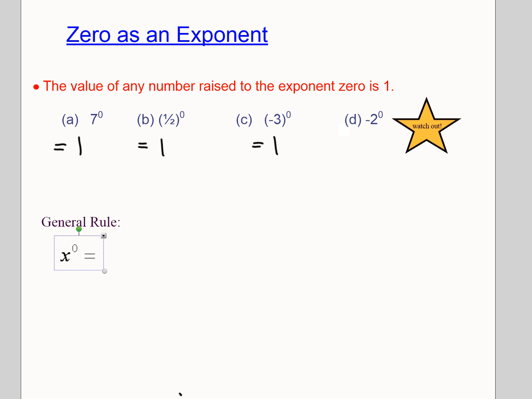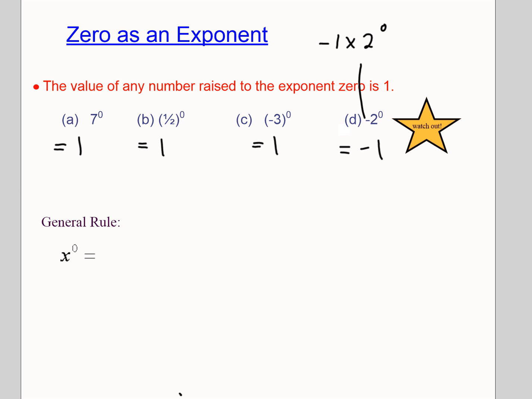Now this one we need to be thinking about very carefully. There are no brackets. And so what that means, remember, it means that we do 2 to the 0 first, and then we have this 1 negative in front. So really, it means -1 times 2 to the 0. Well, if we were doing that, then our answer would actually be -1. So be careful with ones like that.